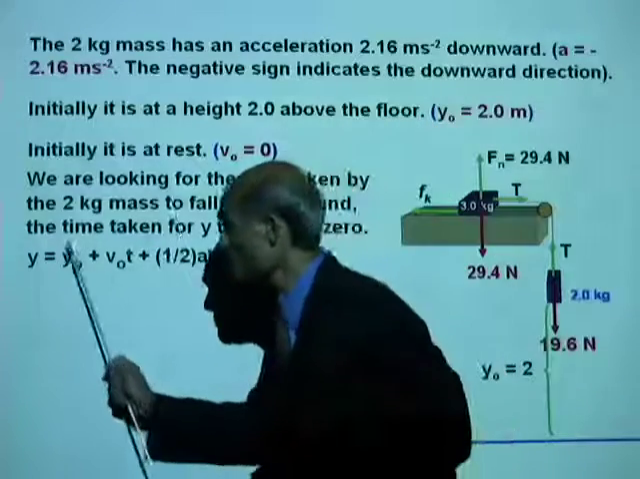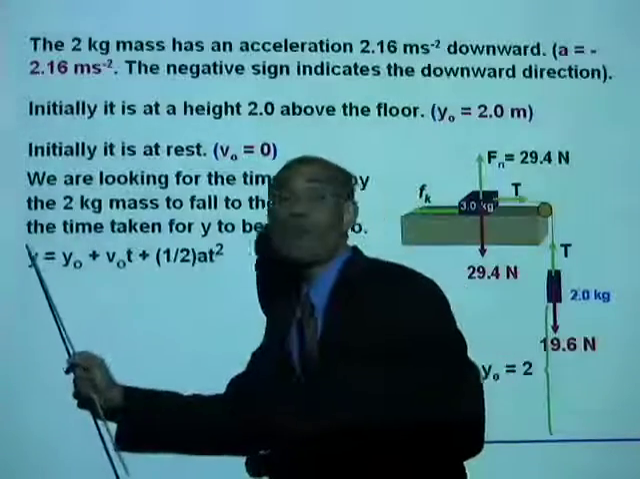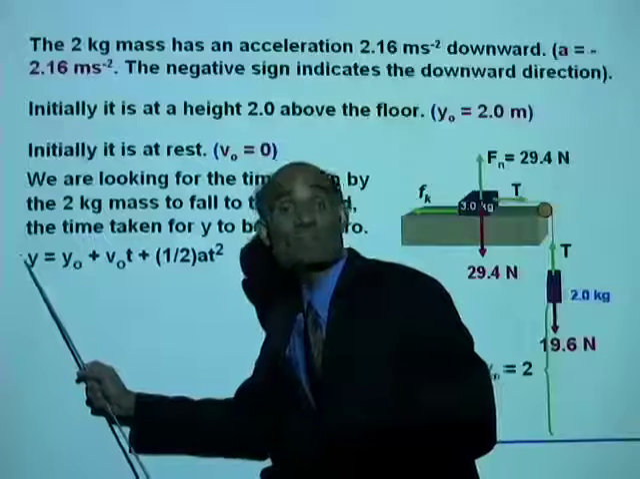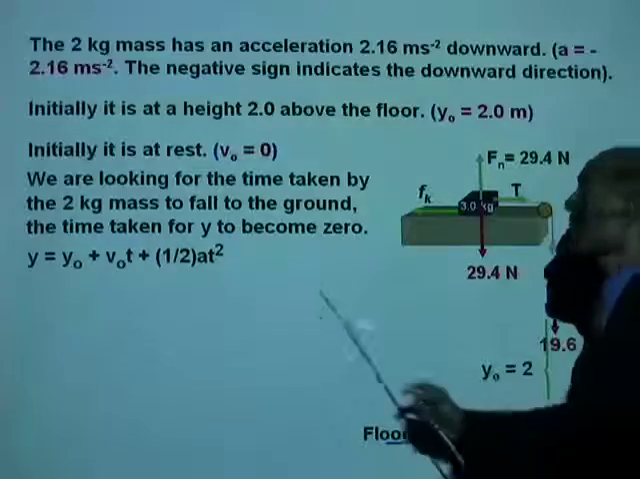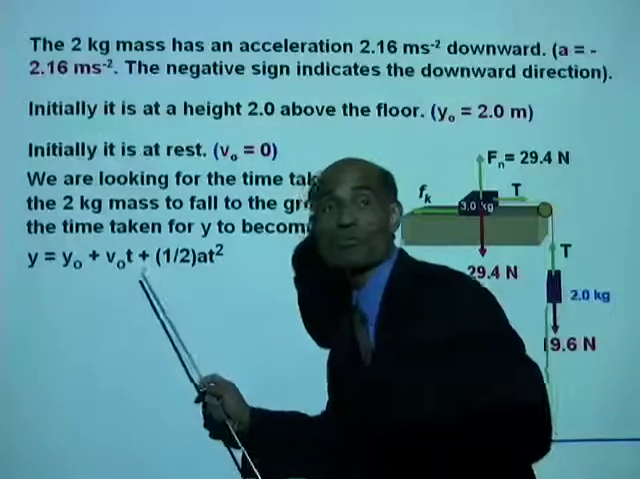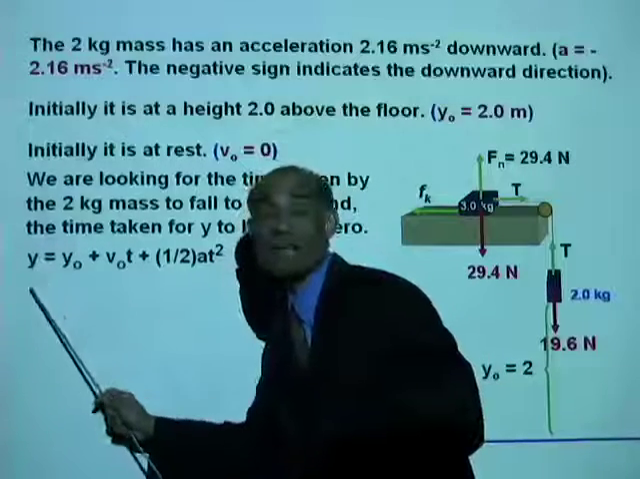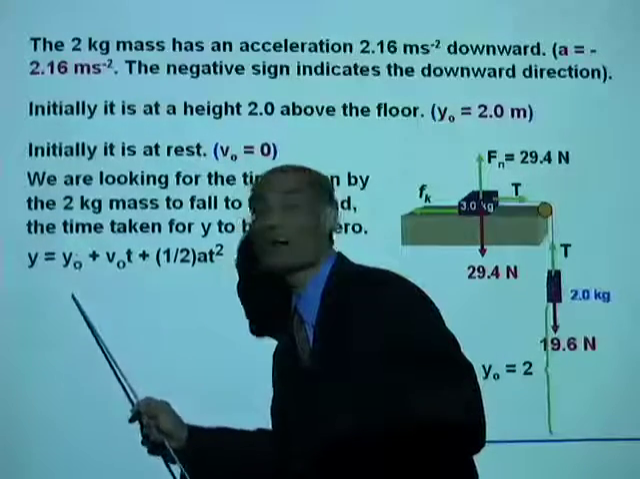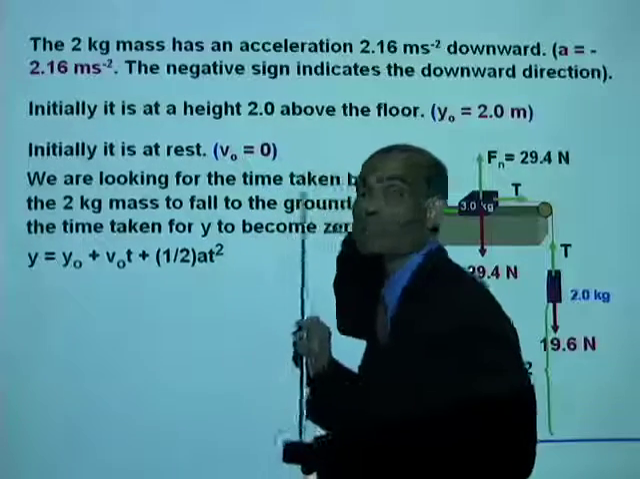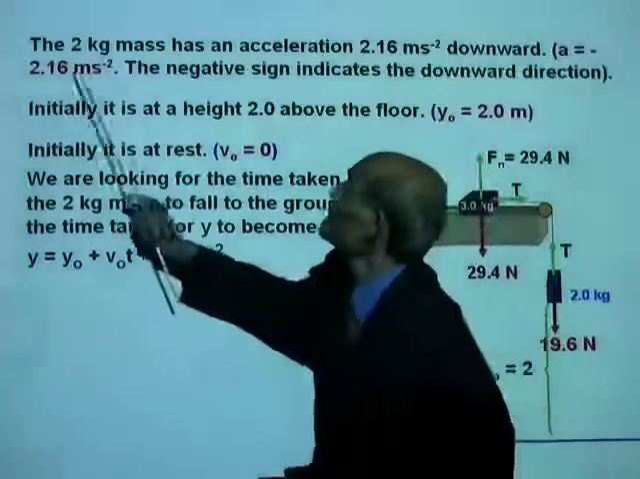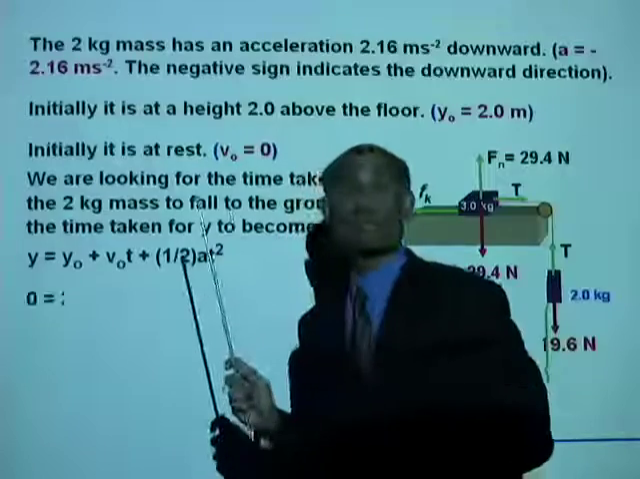Now here, we need to find the value of this t when this y becomes 0. And you know y0 is 2 meters, v0 is 0, and so all you need to do is set this y equal to 0, replace y0 by 2, and use the value of a. What is the value of a? a is negative 2.16 meter per second squared, and solve for the time.